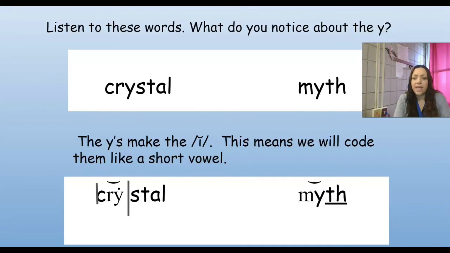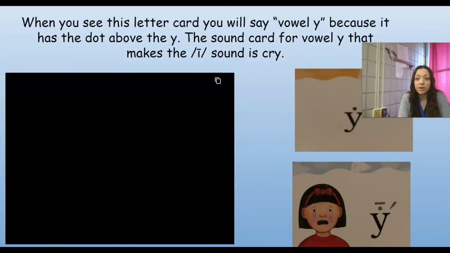All right, listen to these words and what do you notice? Crystal, myth. The Y's make the I sound. This means we code it like a short vowel sound, okay? So like, listen, I. So look, it's got that macron above it, okay? Which we'll work a little bit more on.